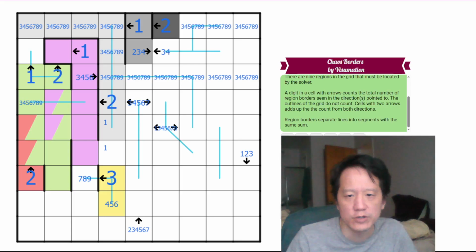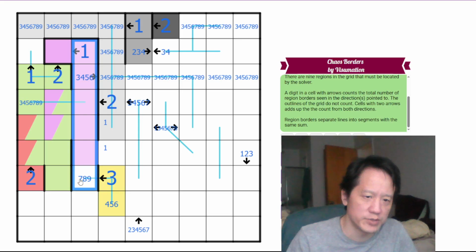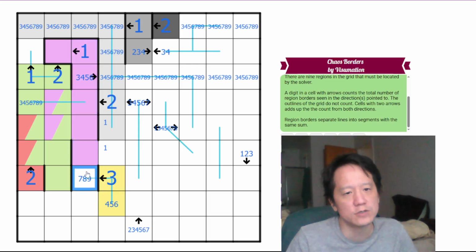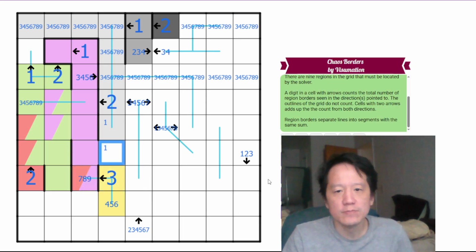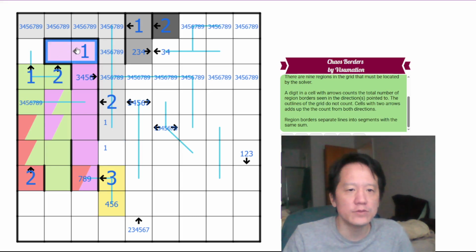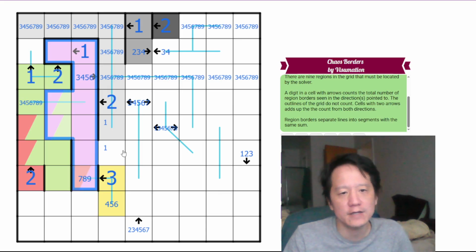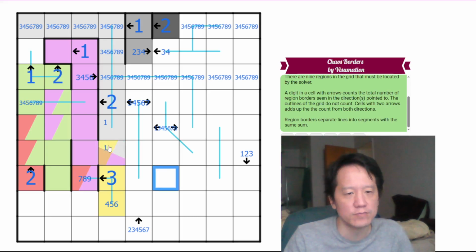This is a border here. You could potentially go out here. You could potentially go out this way. We're not sure. This is either pink or red. We're not sure which one that is. 2, 3, 4, 5, 6, 7, 8, 9. So this doesn't have to be pink here. This could be pink, light, or yellow, or some other region.